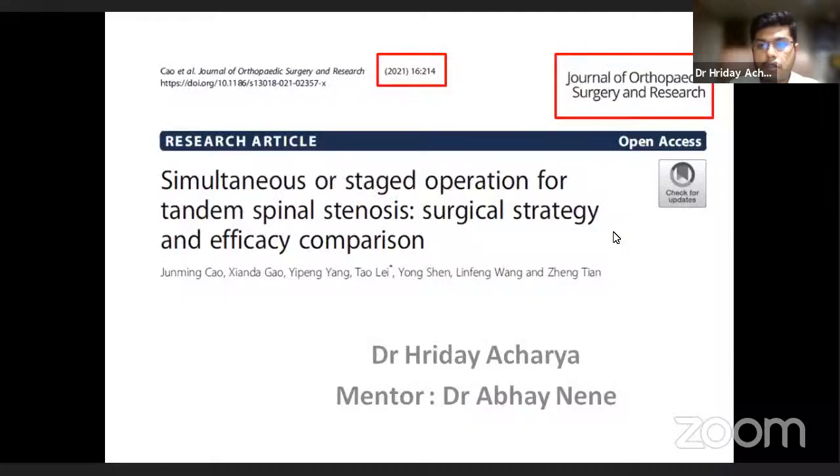Still, there was confusion regarding how we should operate. Should we do a staged surgery versus should we operate one level first? So this is a paper from China by Cao et al, which studied whether we should operate simultaneously or in stages for a tandem stenosis. It was published in the Journal of Orthopaedic Surgery and Research in a recent 2021 edition.